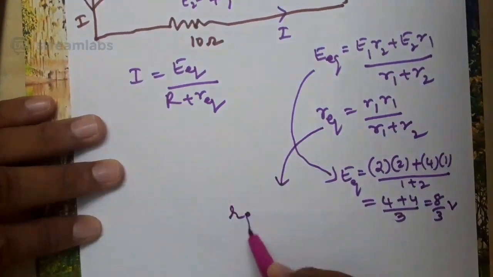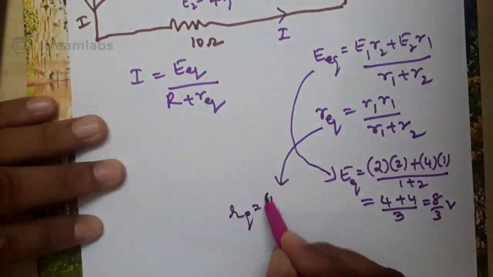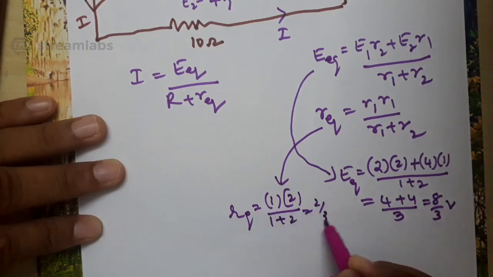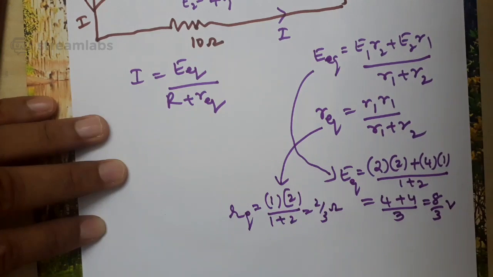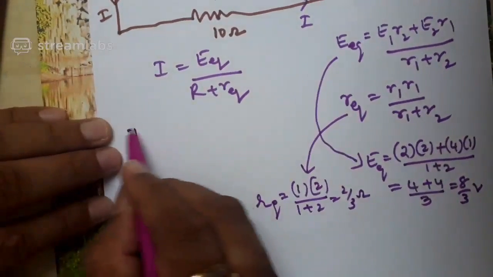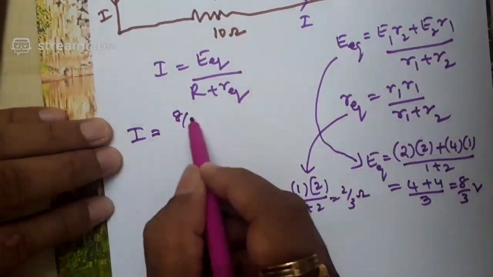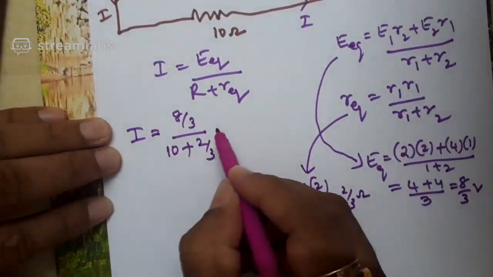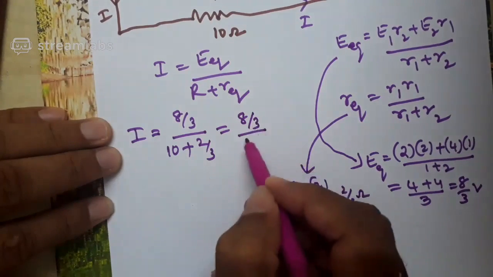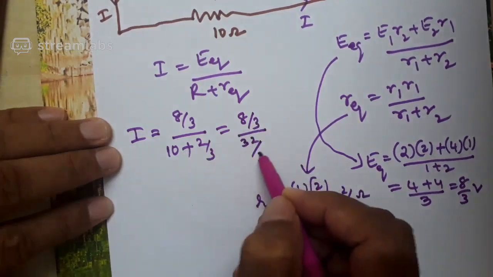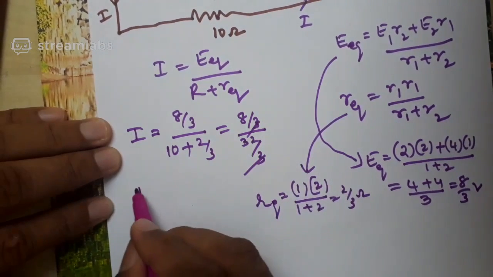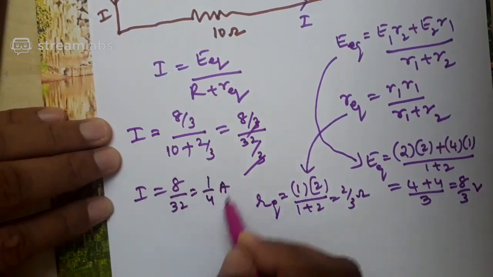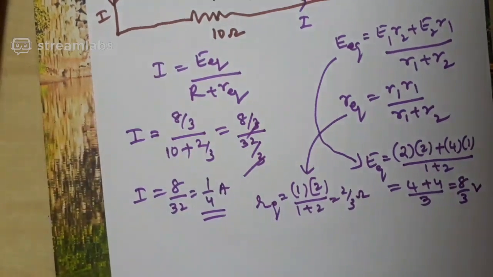Next one is R equivalent. How to find out R equivalent? R1 R2, R1 is 1 ohm, R2 is 2 ohm, by 1 plus 2. What is the answer you get? 2 by 3 ohm. Substitute here. I equal to E equivalent, 8 by 3, by 10 plus R equivalent, 2 by 3. Correct? You will get 8 by 3 divided by 32 by 3. 3 will get cancelled, so you will get I is equal to 8 by 32, which is nothing but 1 by 4 ampere. Correct? 0.25 ampere.